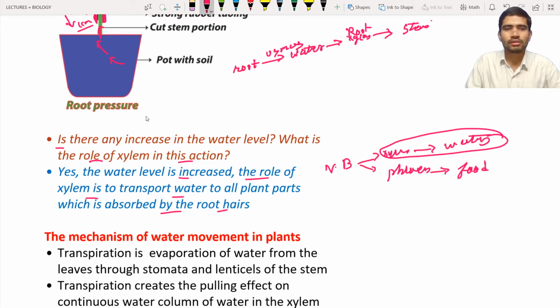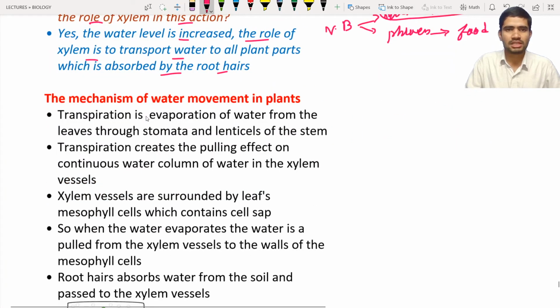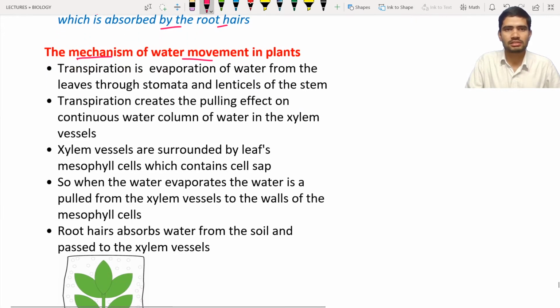Next is the mechanism of the movement of water in plants. Just now we have seen that osmosis helps in the absorption of water from the soil by the root hairs. Now we are going to see in which mechanism this water is moving in the plants, which we are going to see in this topic.